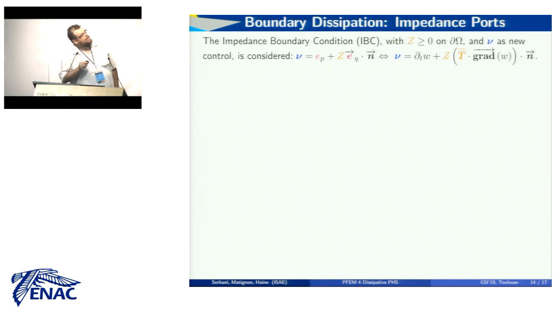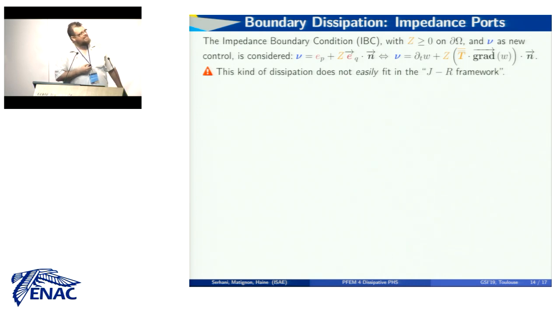So this kind of boundary condition interpolates between the two conservative cases, Dirichlet boundary, and in fact, in acoustics, this is the way to pass from hard wall to soft wall. So this has a physical meaning. But it's not really easy to fit in the J minus R framework. So how can we do it?